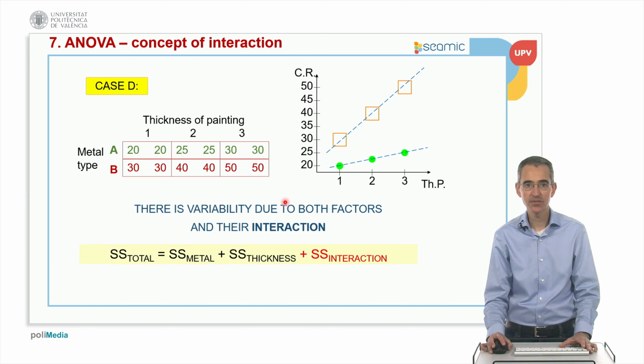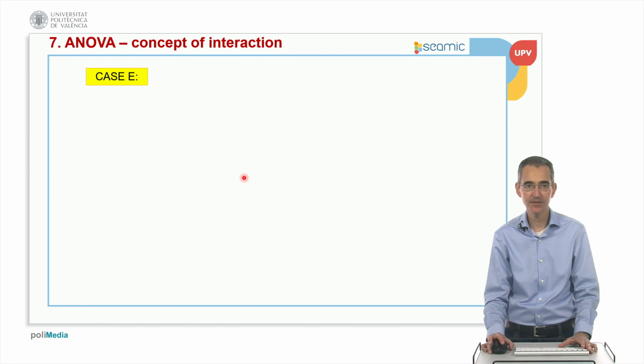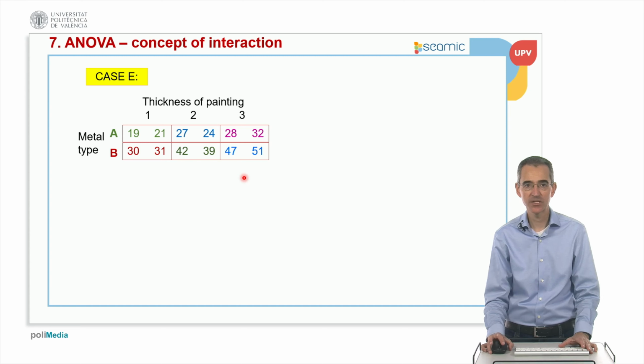So we will decompose and see that the total sum of squares is the sum of squares of the metal, thickness, plus interaction. But here we have replicated the experiment twice. And every time that we replicate the experiment, we obtain exactly the same value. So here we have 20, 20, 25, 25, 30, 30, and so on. Because of this, there is no residual sum of squares. But this is the last case, the only one which is realistic.